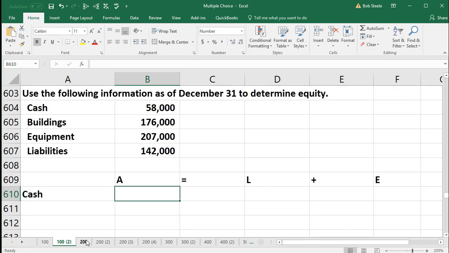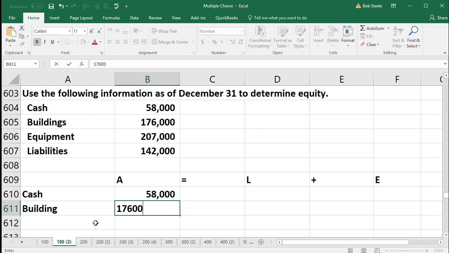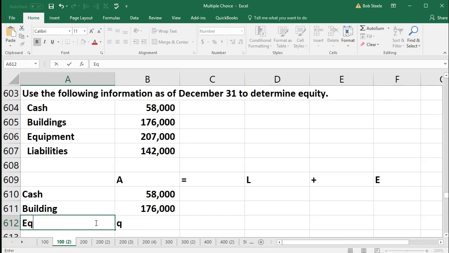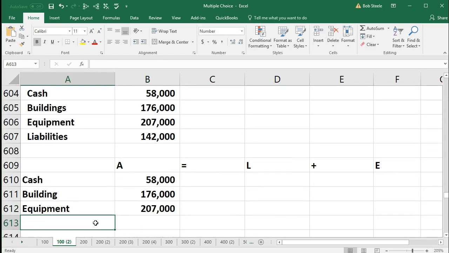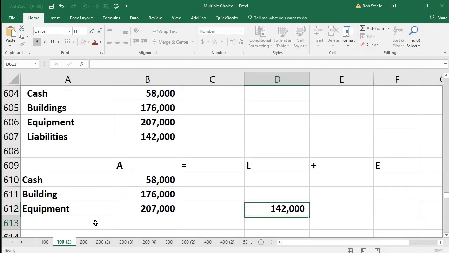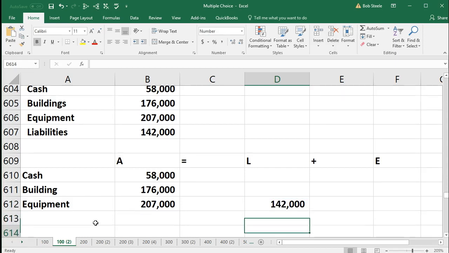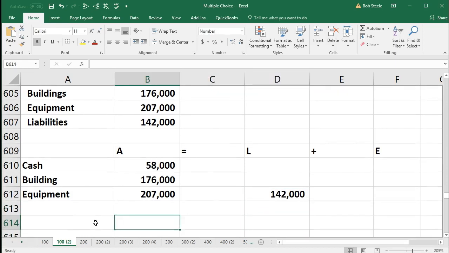We're going to say that the building is going to be an asset of $176,000. Equipment will be an asset of $207,000, and then we've got liabilities. They just listed as liabilities, so we'll just put those in the liabilities, $142,000. Not going to tell us what those liabilities are in terms of payables or whatnot. And then we'll just sum that up.